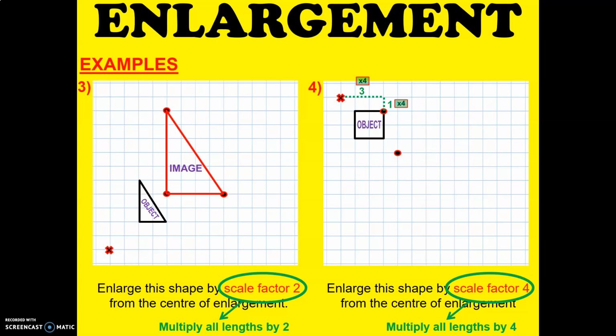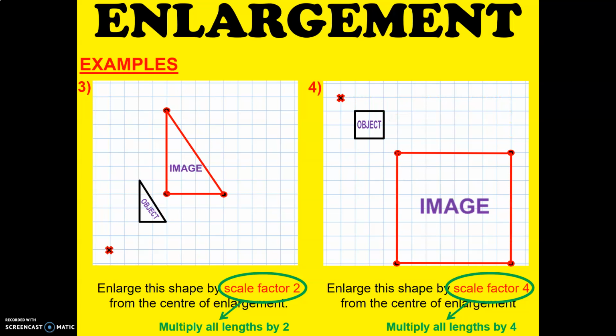So that's 3 times 4, 1 times 4. So that's 12 to the right and 4 down. Another point. To the center of enlargement. That's 3 up, 1 left times 4 each. So we have there 4 to the right and then 12 down. And the last point, to the center of enlargement, we have 3 up, 3 left. Multiply each by 4. We have 12 to the right and then 12 down. Connect all the points. And that's our image.